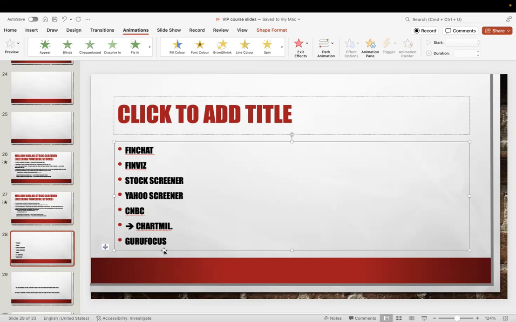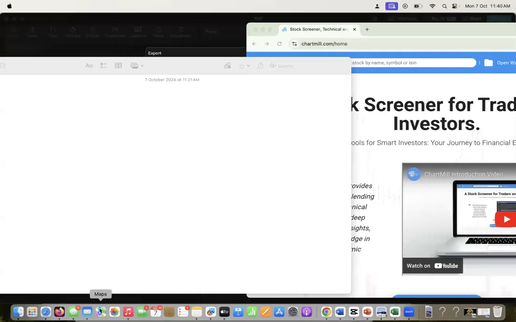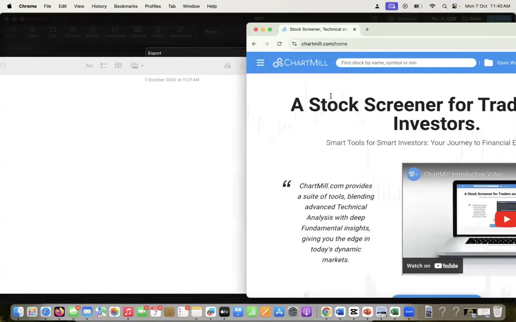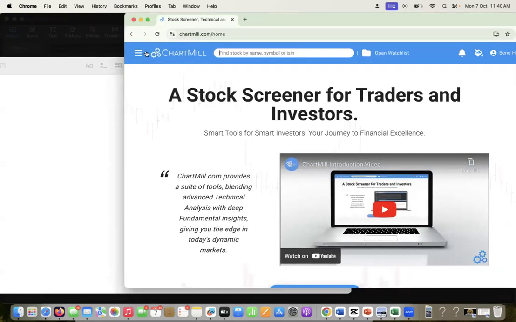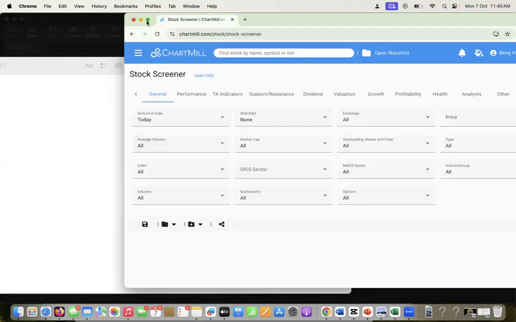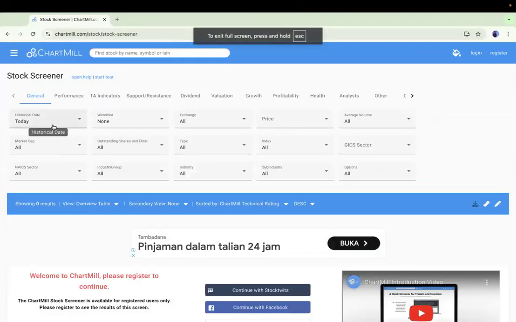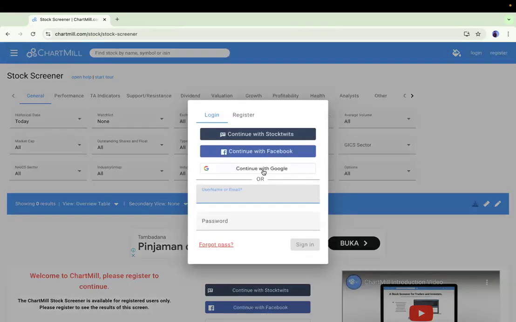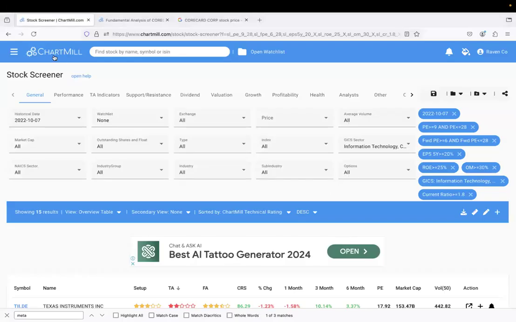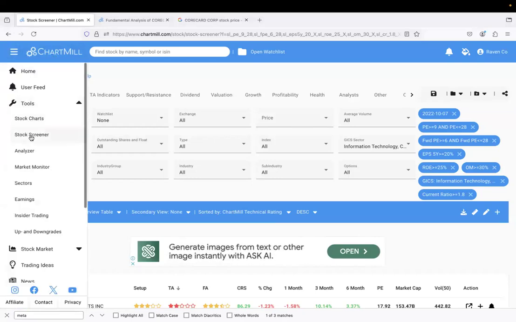So let's go straight away. I want to use Chartmail for now. So what I'm going to do, I'm going to open a browser. This is the browser. And click on here. And I want to click Stock Screener. As I said, you can do it today if you want. But let me just register real quick. Just give me a second. Nice. Go to Chartmail and click Stock Screener.